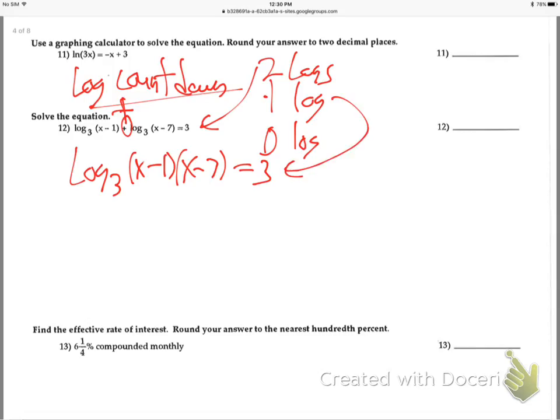So 2 logs, 1 log. Now, how do I go to no logs? I'm counting them down, right? 2 logs. Now there's only 1 log. Next line there's going to be no log.